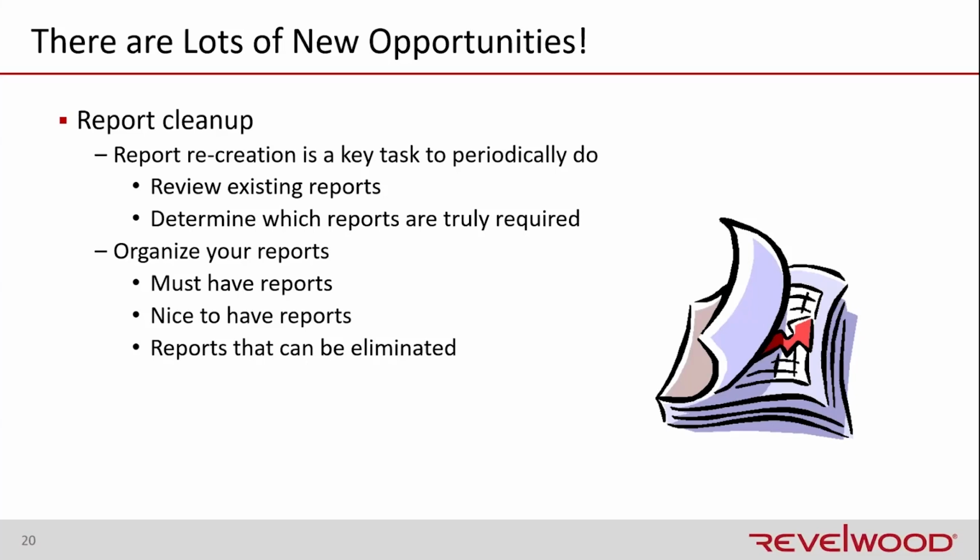Okay, this is something that's really, really important where you want to review your existing reports and figure out what you really need. You know, organize your reports, must have. These are the things that you have to convert. Okay, this is going to be required to be available as soon as you're migrated into the new system. Okay, nice to have. These are the ones that can be recreated over time, but they're not necessarily required right away. Okay, and your biggest piece, reports that can be eliminated. These are the kinds of pieces that people aren't using. Maybe it's redundant to another report. Maybe there's no significant reporting value.